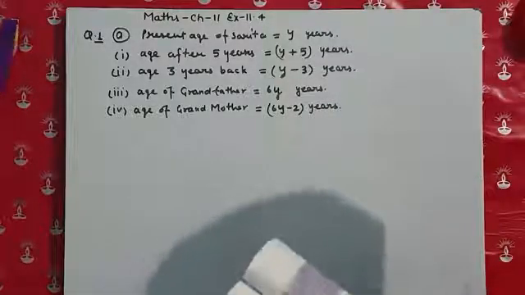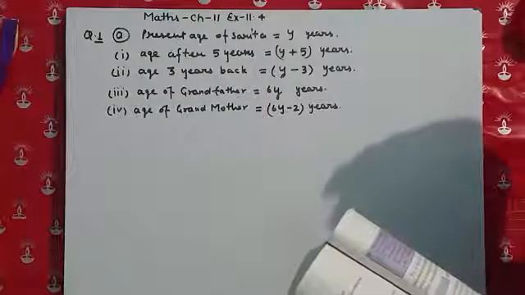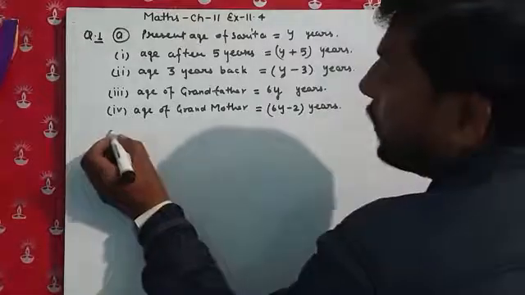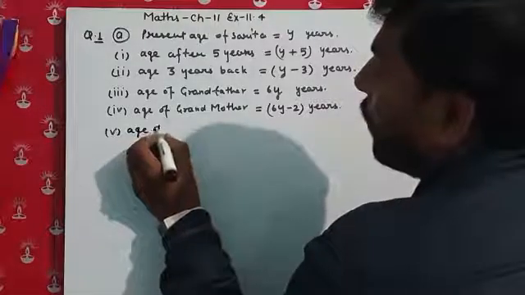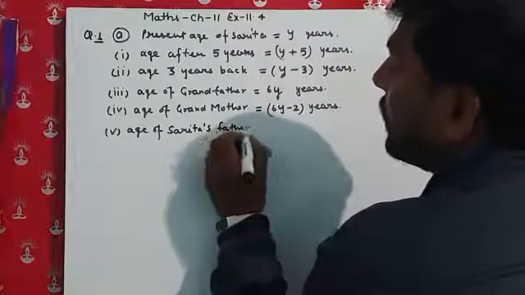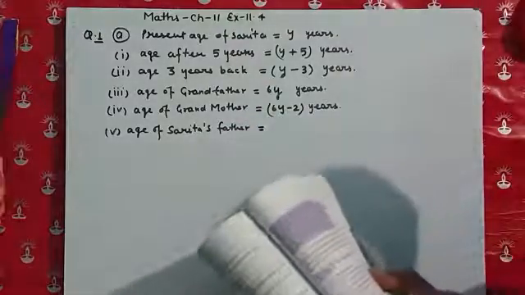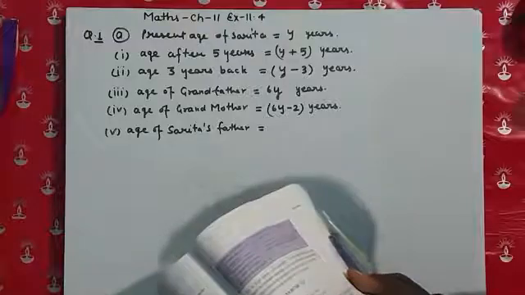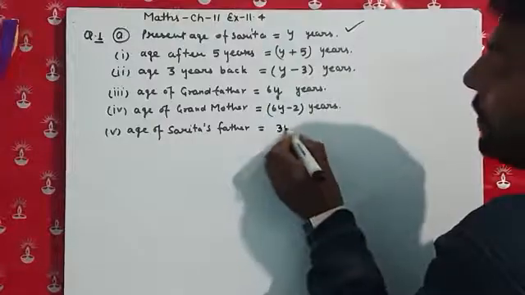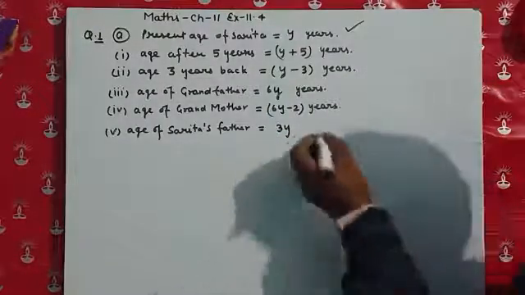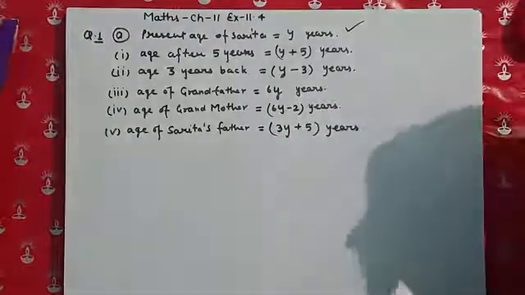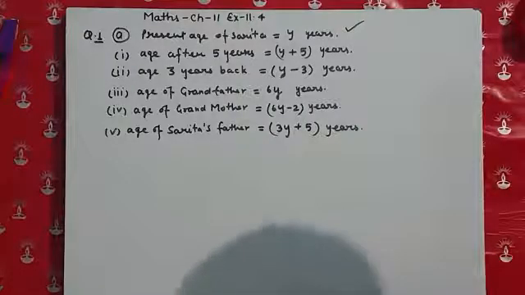Now in the fifth part, Sarita's father's age is 5 years more than 3 times Sarita's age. What is her father's age? The question is saying that Sarita's father's age is 5 years more than 3 times Sarita's age. So Sarita's age is given as y, so 3 times y means 3y, and it is 5 more, so we have to write plus 5. This is the father's age. So all the parts of this question have been done.